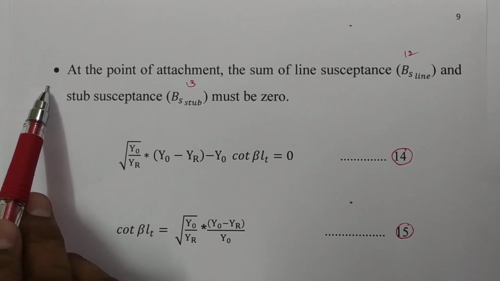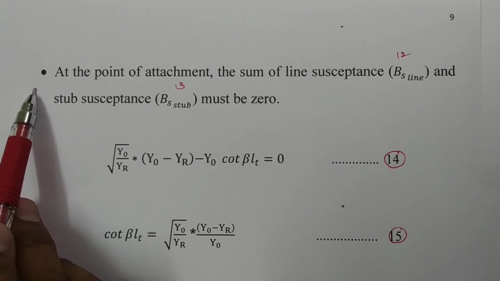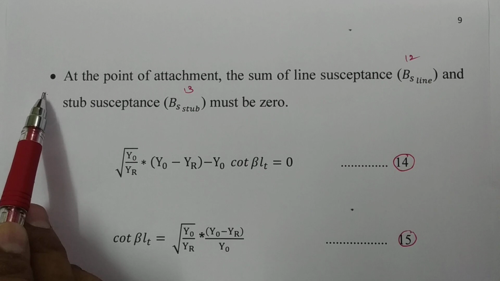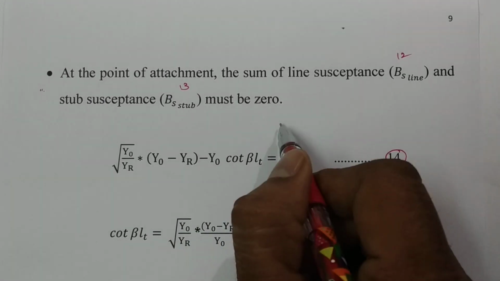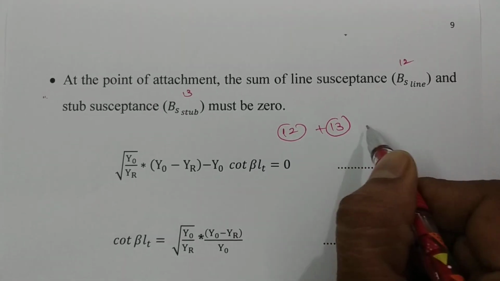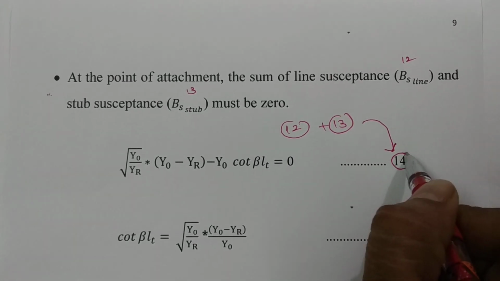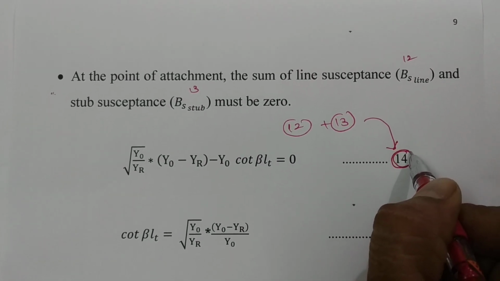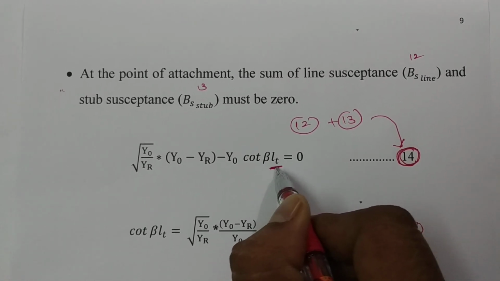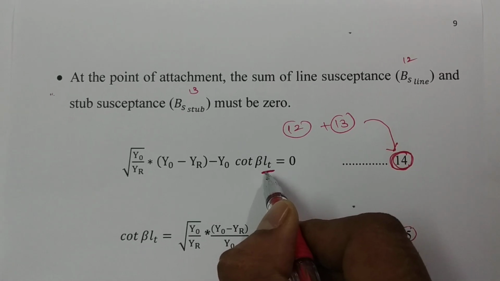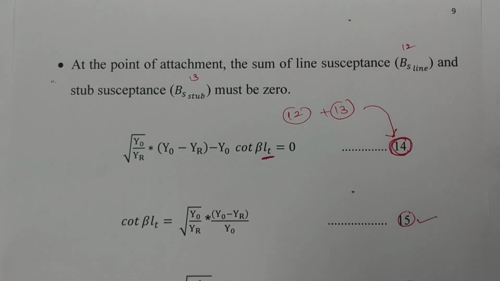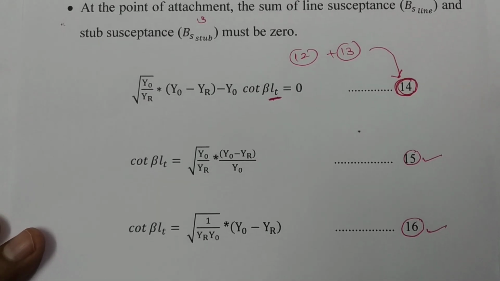At the point of attachment, the sum of line susceptance and stub susceptance must be 0. That is, the sum of equations 12 and 13 must be equal to 0, represented by 14. And in this equation, by determining the value of Lt, we get the simplification equations 15, 16, 17 and 18.